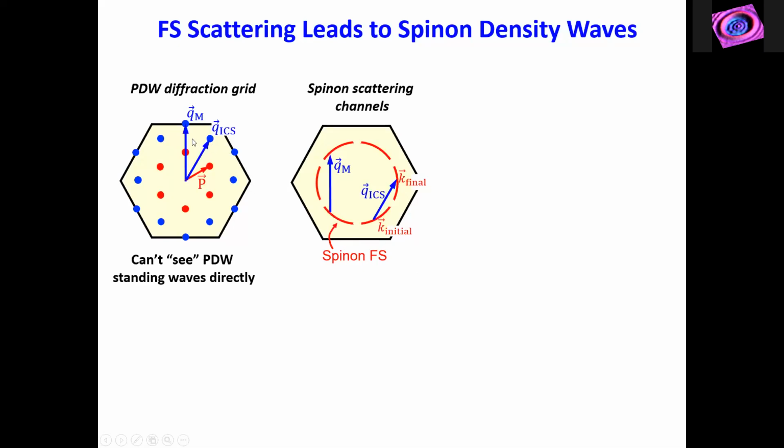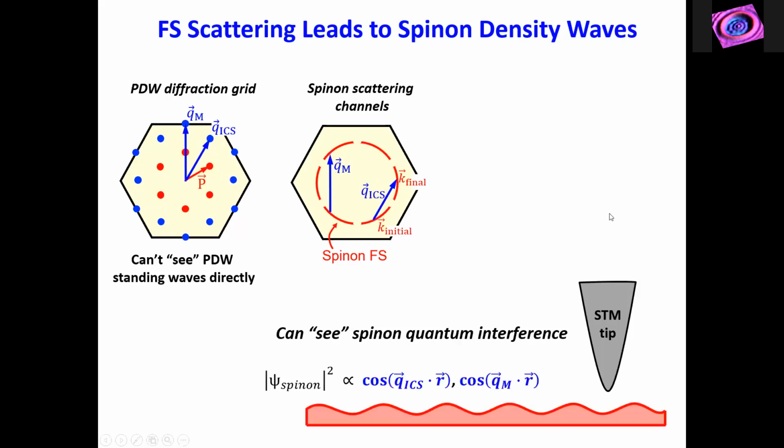And from just a simple geometric argument, if you take these paired density wave vectors and you bring it here, you can see that indeed they do connect energy conserving states in the spinon electronic structure all over the place. So we expect lots of spinon scattering channels at these wave vectors, which means that we expect spinon quantum interference, spinon quasi-particle interference at those wave vectors. And that's what we can see, because that quantum interference should show up in the wave function of the spinons, and that's what we can see with the STM.